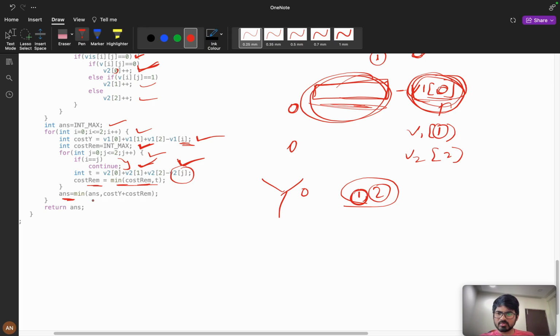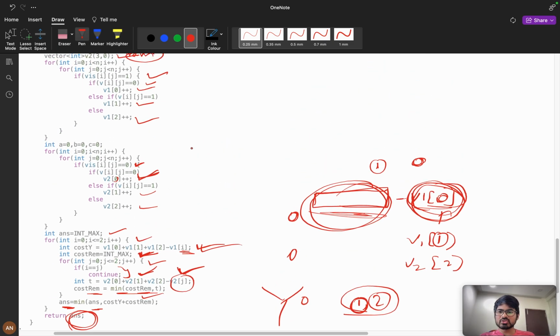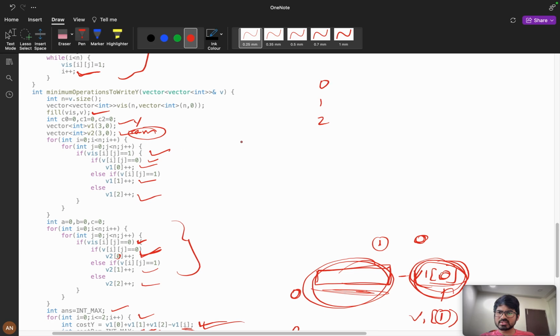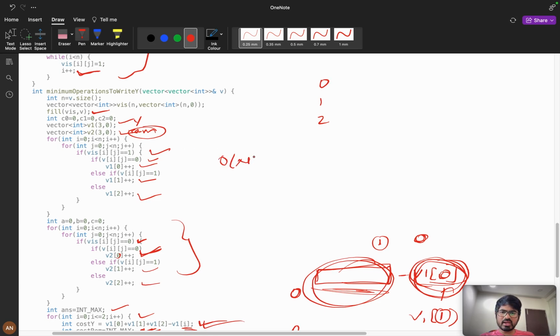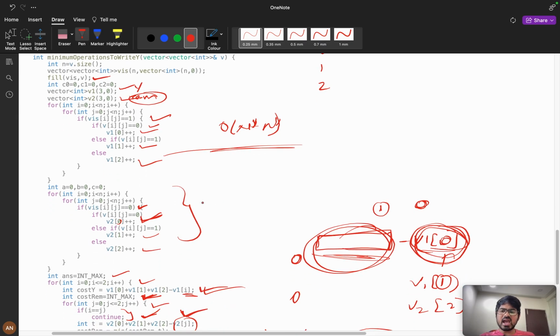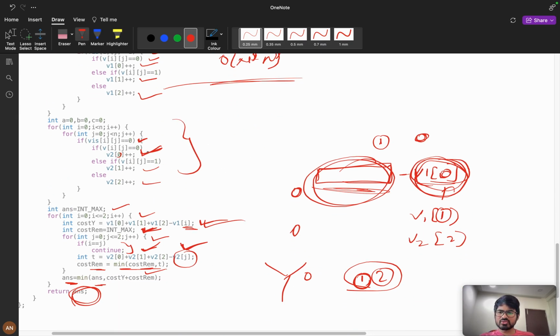And finally, we are calculating the answer. Answer equals the minimum of answer, comma, cost of y plus remaining cost. So in this way, we are returning the minimum cost. If you see here, my time complexity will be order of n into n, hardly n into n it is going to take. And my space will be n into n, as we are using some extra space called visited.